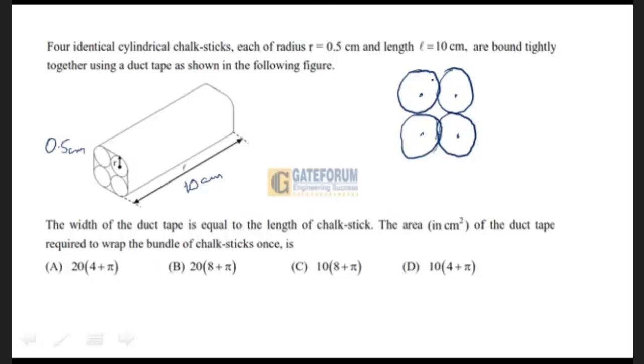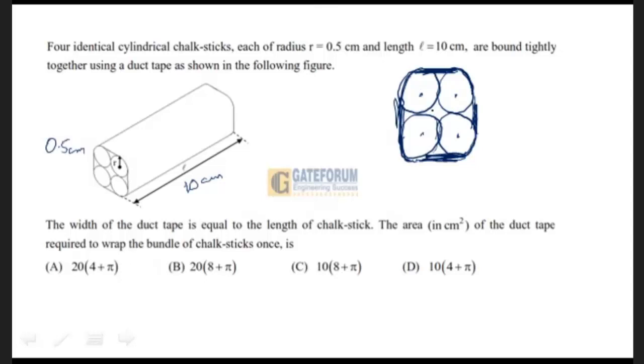And how has the duct tape gone? See, it has gone like this. This is the duct tape. Then it has gone along with the chalk. Then it has gone like this. Then it has gone along with the chalk. Then it has gone like this because it is wrapped tightly together. Then it has gone along with the chalk and then like this, and then it has gone along with the chalk. And once this wrapping is done.